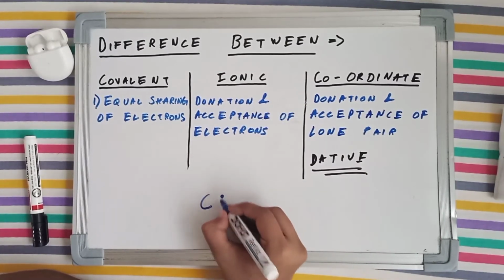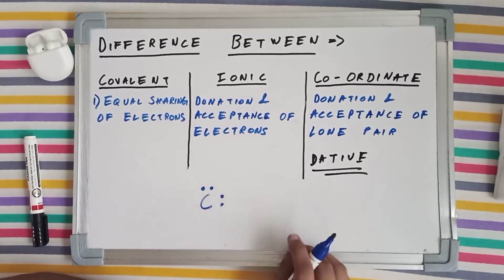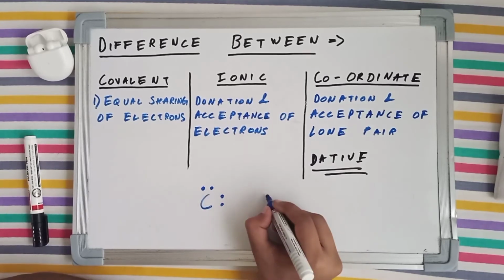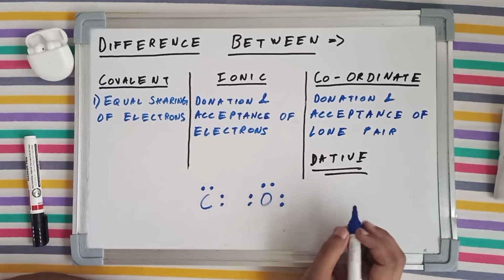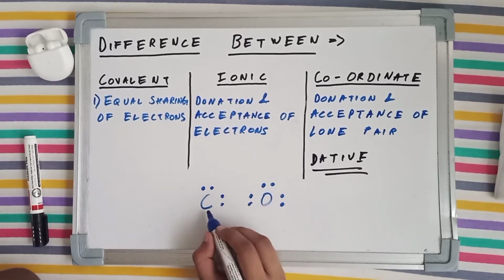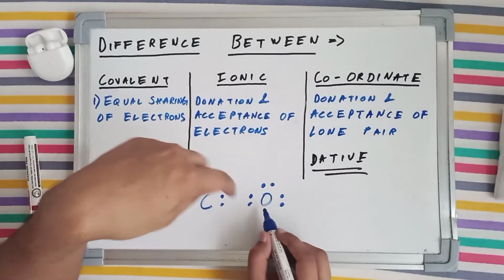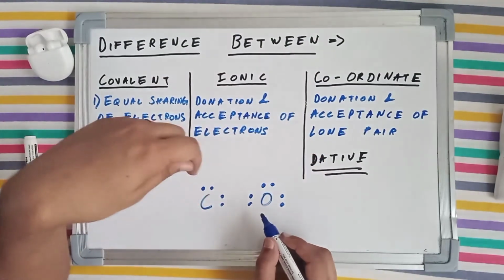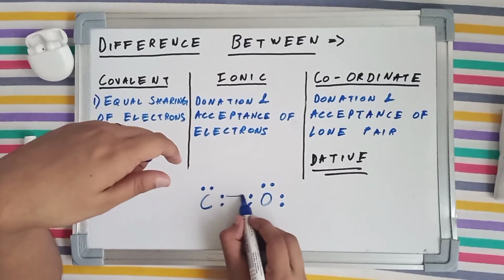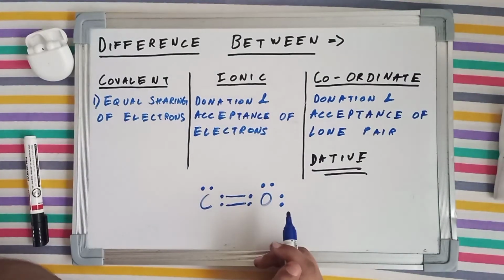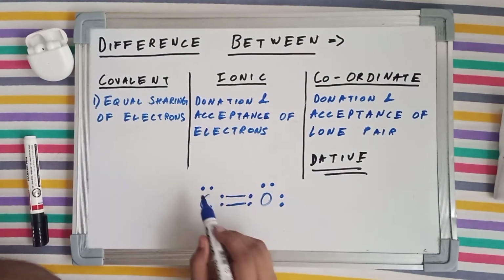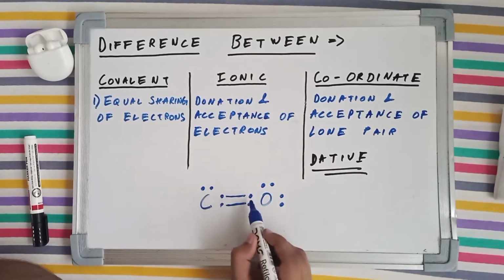So carbon has 1, 2, 3, 4 valence electrons, whereas oxygen has 1, 2, 3, 4, 5, 6 valence electrons. Now carbon needs 4 more electrons, whereas oxygen needs 2 more electrons. So what will happen is that they'll make single bonds. Now I'll count the number of valence electrons. Let's proceed. 1, 2, 3, 4, 5, 6.